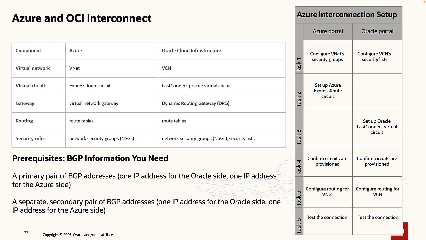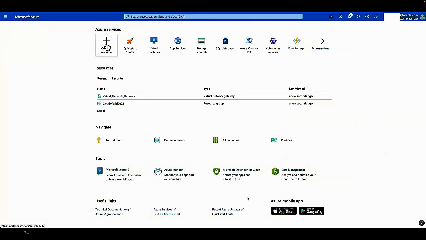Once that is done, set up the FastConnect Oracle virtual circuit and confirm that the circuits are provisioned on both sides. Once the circuits are provisioned, verify the routing has been done on the VNet for the route table, and similarly on the VCN for the route table, then test the connection. So let's move on to the demo.